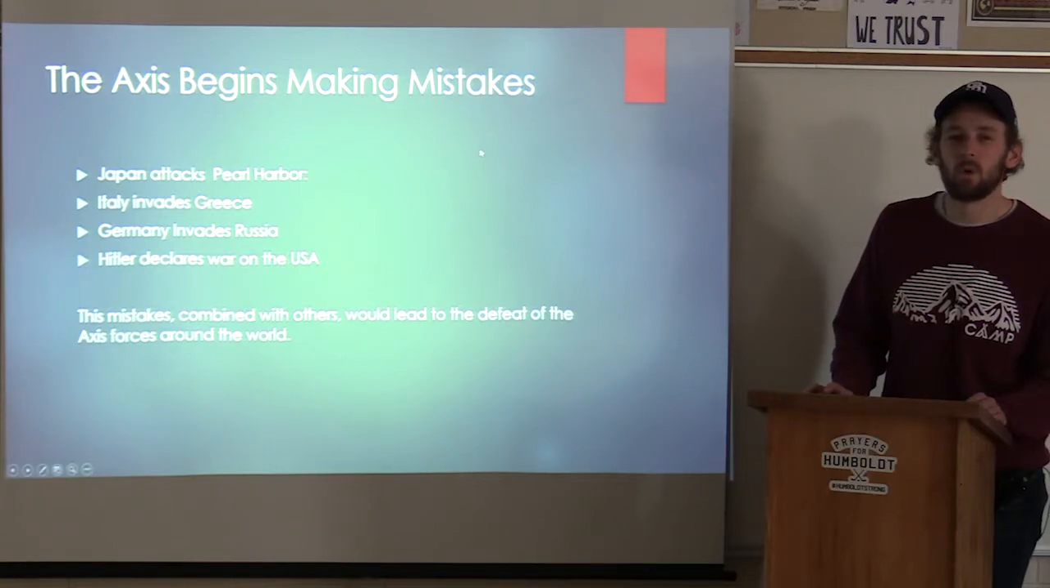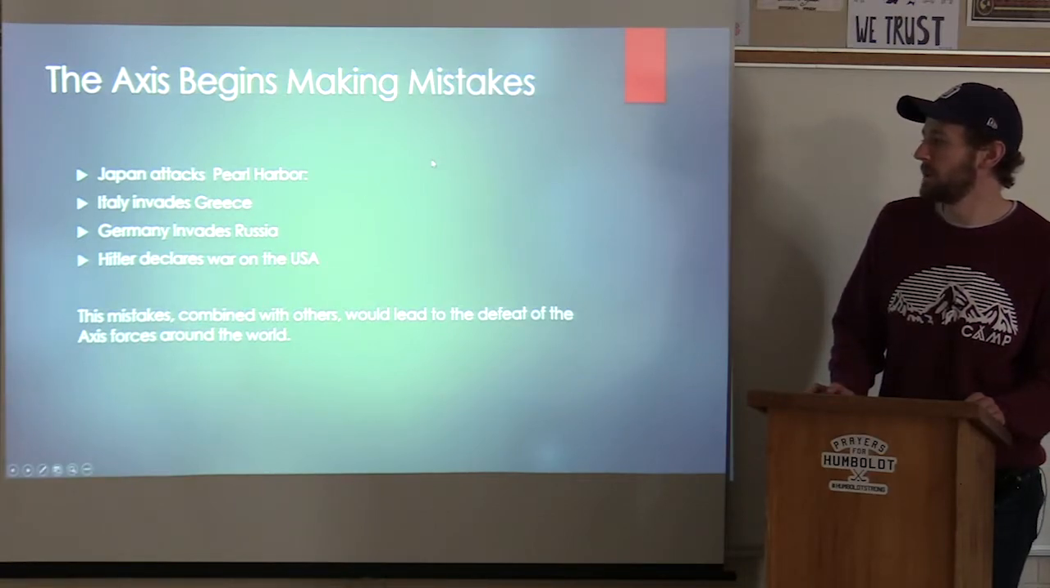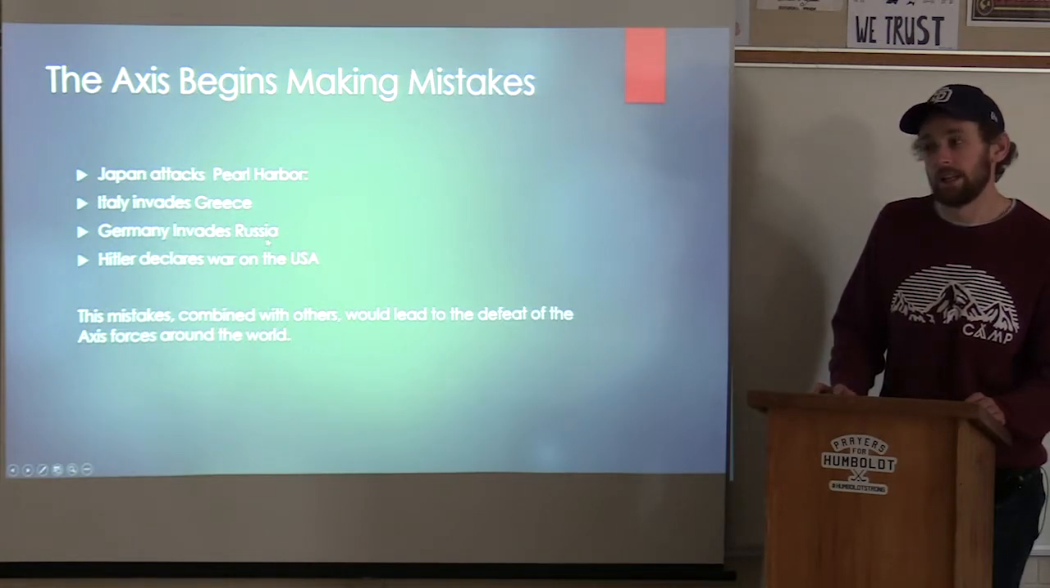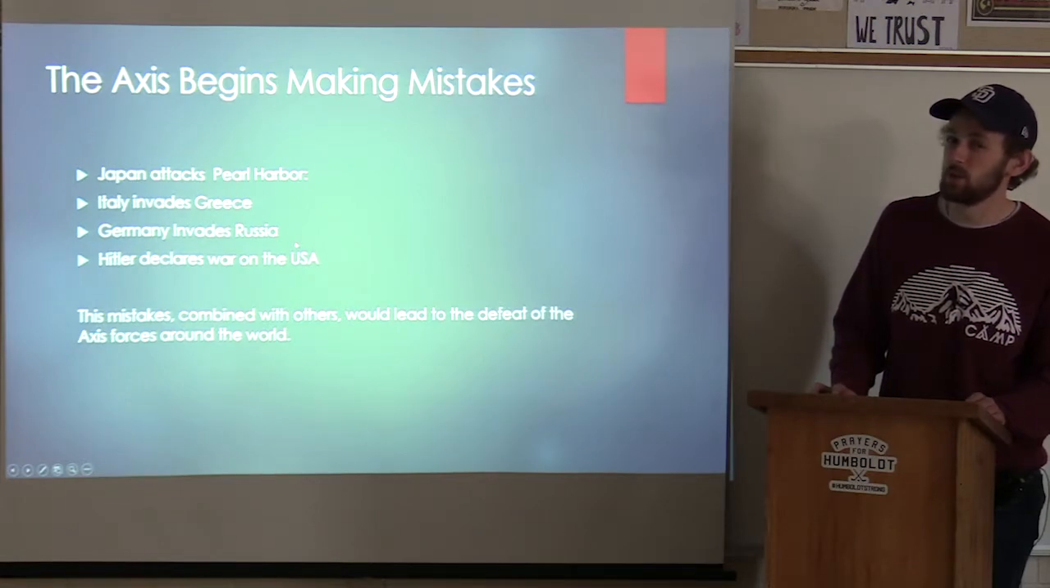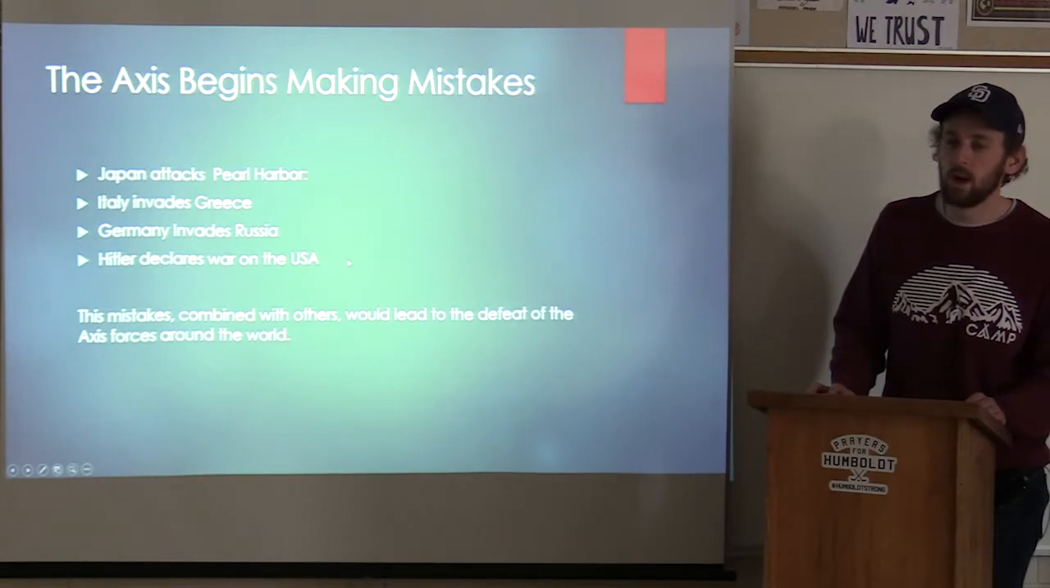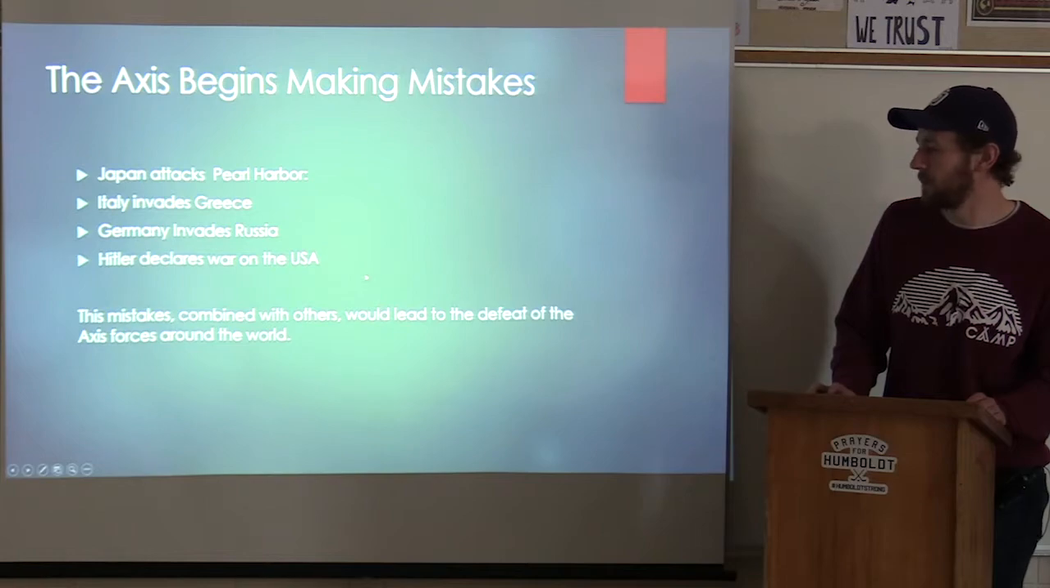Italy decides to go rogue and break up from the plan that they have with Germany, and they decide to invade Greece on their own. Germany decides to invade Russia. Now, this would have worked if they would have done it at the right time of the year, but as we get to, they decide to invade Russia in the winter. And Hitler decides to declare war on the United States, which brings the United States fully into the war, which is a bad thing for the Axis.